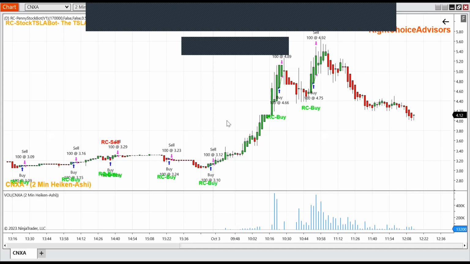a catalyst. There can be a merger between two companies, or they may be doing a reverse split, or a split, or there can be different reasons why a penny stock can move 50%, 100% on the same day. For example, today there is something called CNXA. I think they have some good news today.